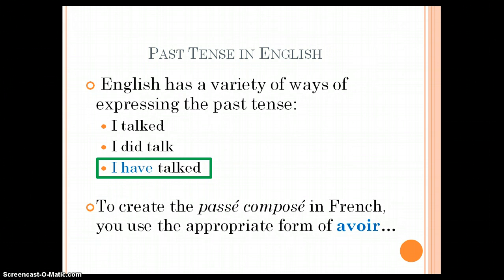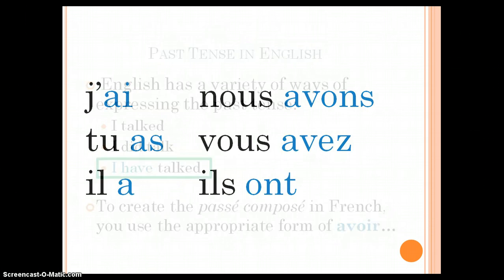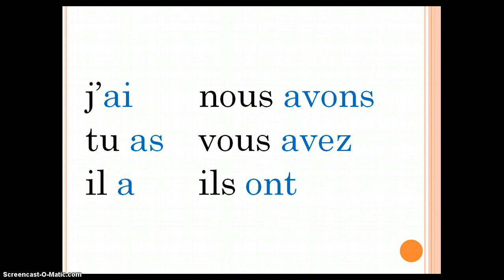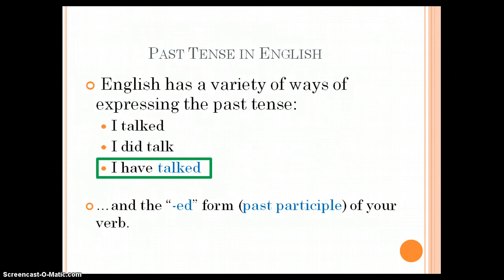To create le passé composé in French, you use the appropriate form of avoir, which means to have, and here are the forms. J'ai, tu as, il a, nous avons, vous avez, ils ont. And the ed form, or in grammar speak, the past participle of your verb.